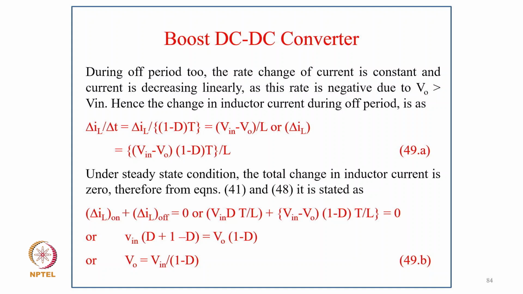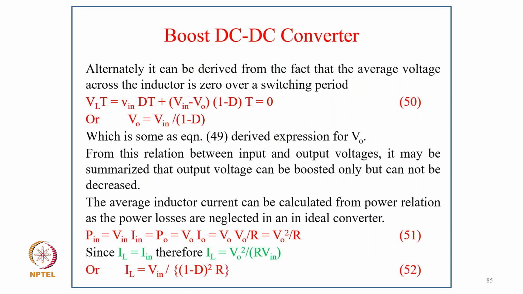period is delta IL upon (1 minus D) T equal to (Vin minus VO) upon L, or delta IL equal to (Vin minus VO)(1 minus D) T divided by L. So under steady state condition, the total change in the inductor current is 0. Therefore, it is stated delta IL (on) plus delta IL (off) equal to 0, or Vin D T upon L plus (Vin minus VO)(1 minus D) T upon L equal to 0, or Vin D plus (Vin minus VO)(1 minus D) equal to 0, from which we get VO equal to Vin upon (1 minus D) as the transfer function for ideal condition.